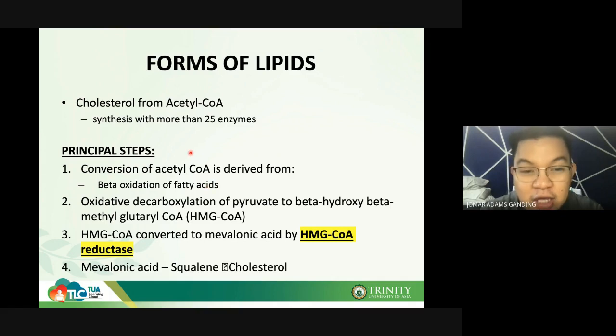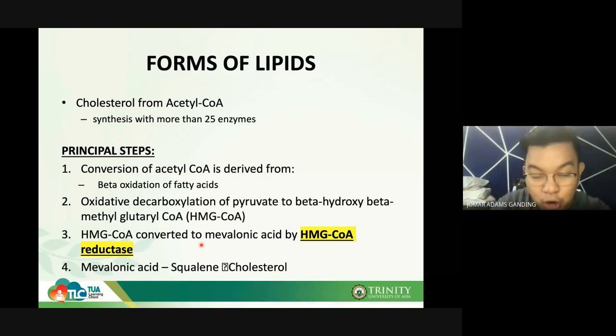Now that acetyl CoA will undergo oxidative decarboxylation of pyruvate to become beta-hydroxy beta-methylglutaryl CoA, or your HMG-CoA. This is now the precursor of your cholesterol. Your HMG-CoA will be converted to mevalonic acid through the help of your HMG-CoA reductase. And the cycle will just go on until your mevalonic acid becomes your squalene, and your squalene becomes now your cholesterol. Okay, so again, let me repeat that.